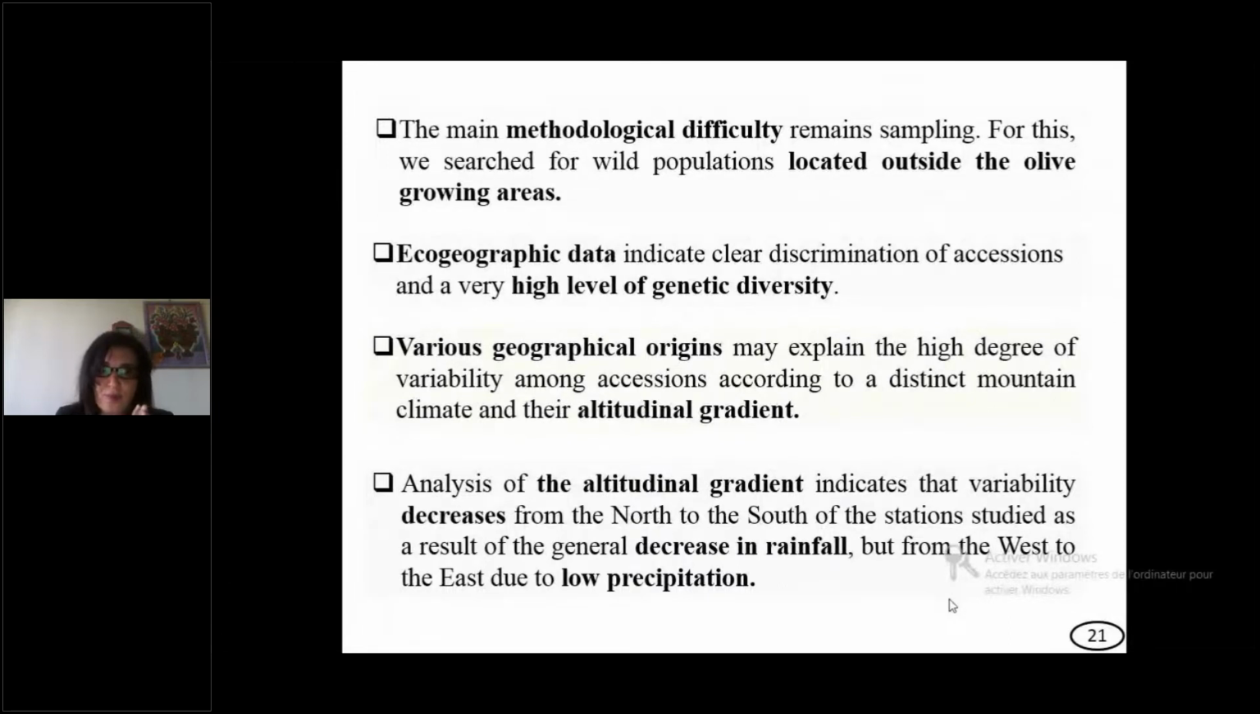The fourth point is that the analysis of the altitudinal gradient indicates that variability decreases from the north to the south of the stations studied as a result of the general decrease in rainfall, and from the west to the east due to the low precipitation.